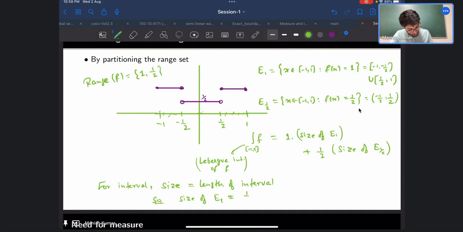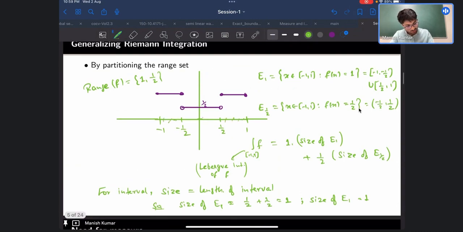So it will be half plus half, which is 1, and size of E half will be the length of this interval, which is half minus half, which is 1, right? So this is 1, and in this particular case the integral would be 1 times size of E1 which is 1, and then half, right? So it is 3 by 2, it's the same value. Okay, so this was easy to calculate.